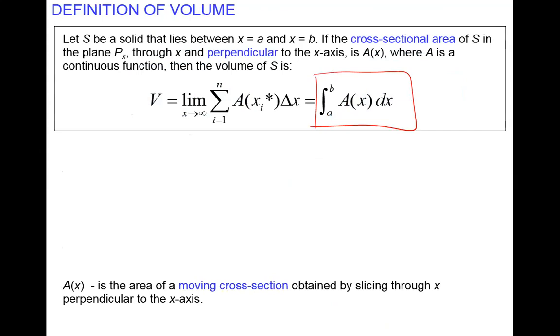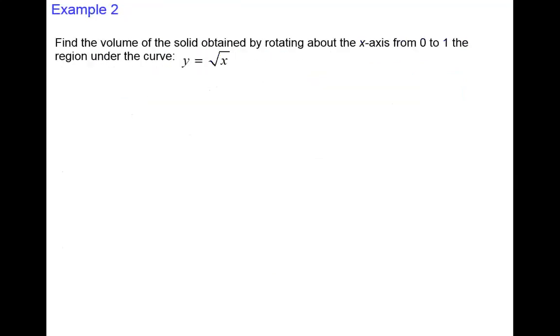Now let's see the first question. That's the formula. This is the first one. We do have a second one also in this section, but let's practice this one. Example number 1: Find the volume of the solid obtained by rotating about the x-axis, from 0 to 1, the region under the curve y equals root x. We have the function square root of x from 0 to 1.